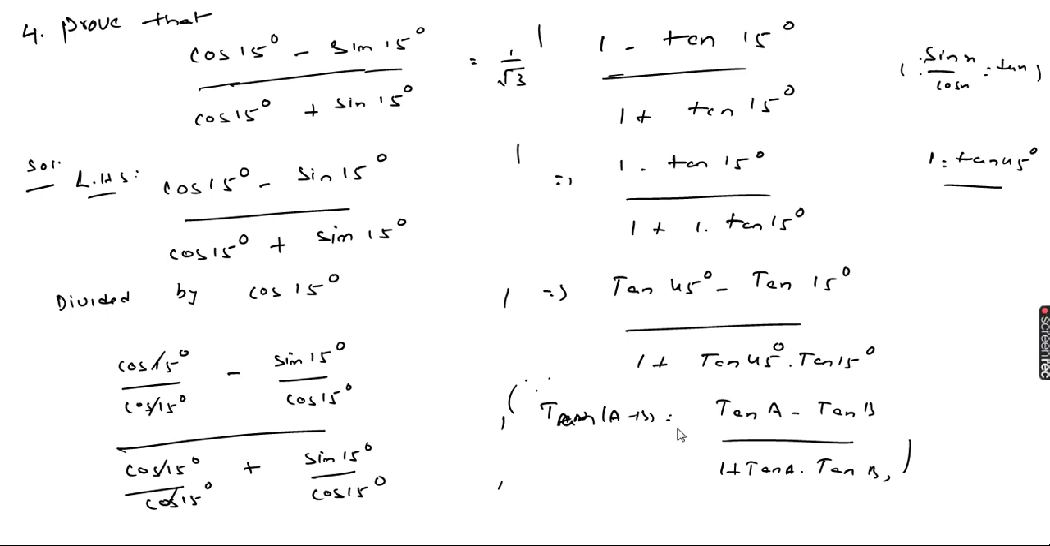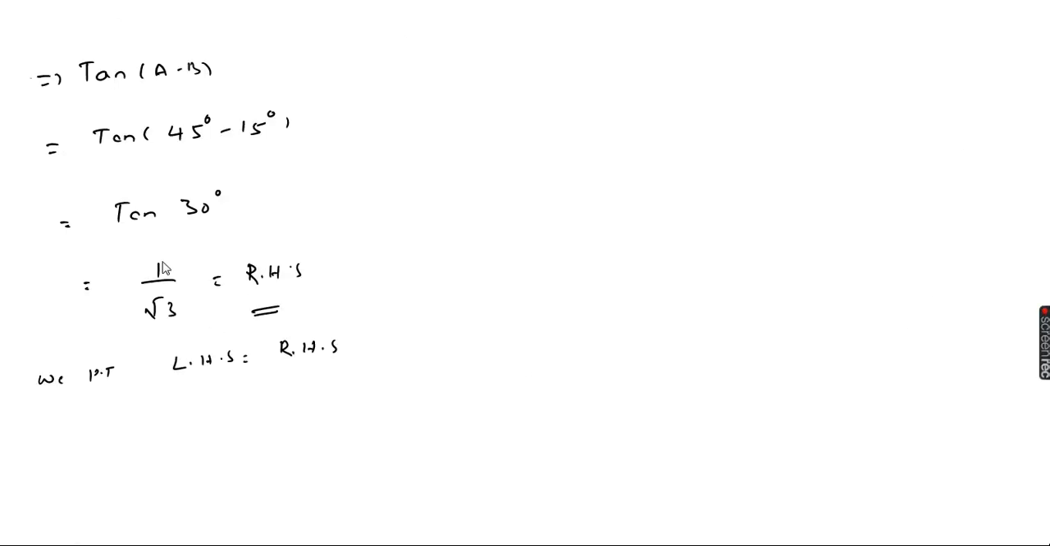So this form is tan A minus B. What is the formula for tan A minus B? Tan A minus tan B by 1 plus tan A into tan B. Here the A value is equal to 45 degree and B value is equal to 15 degree. So substituting the values in the formula, we get tan 30. Tan 30 is nothing but 1 by root 3.